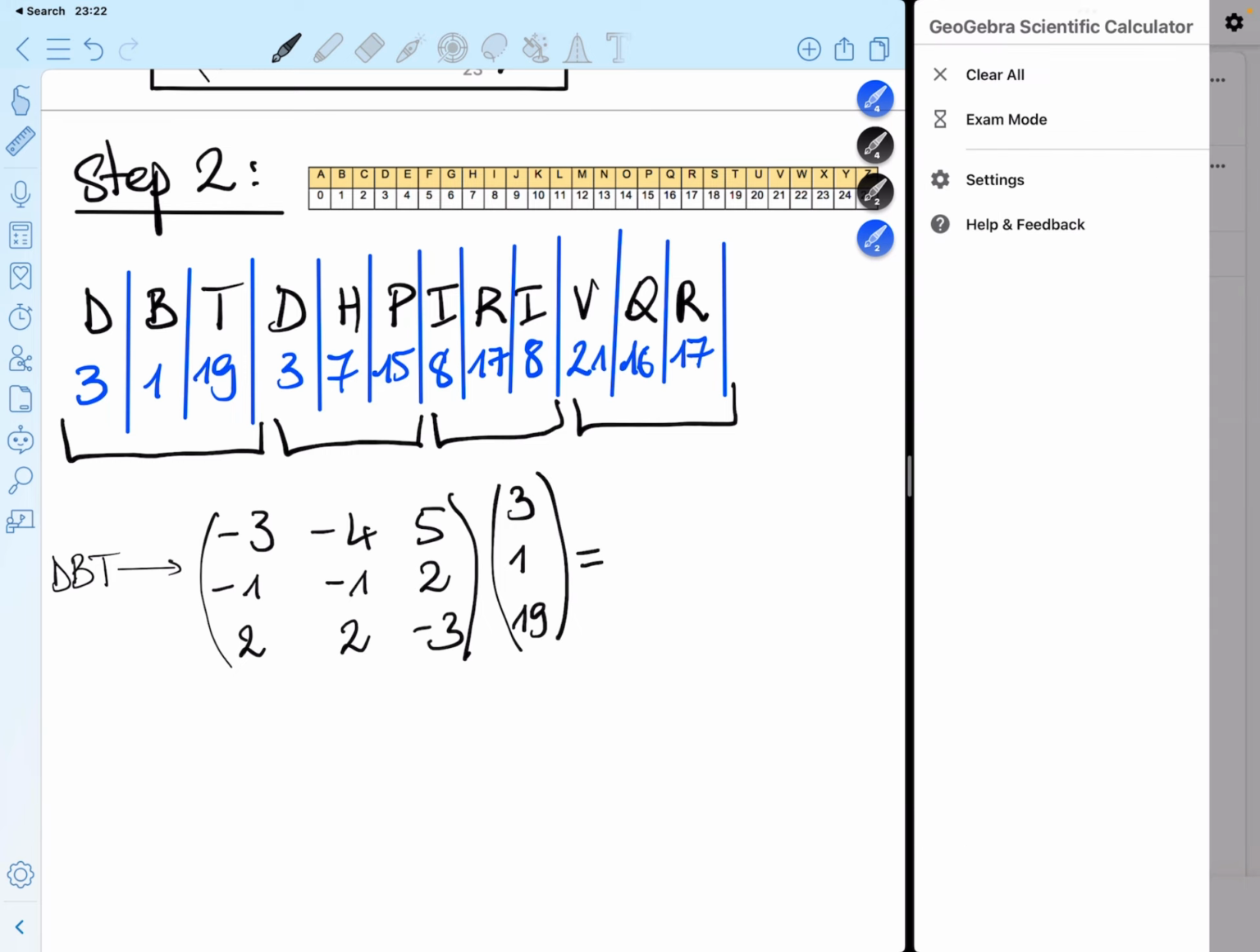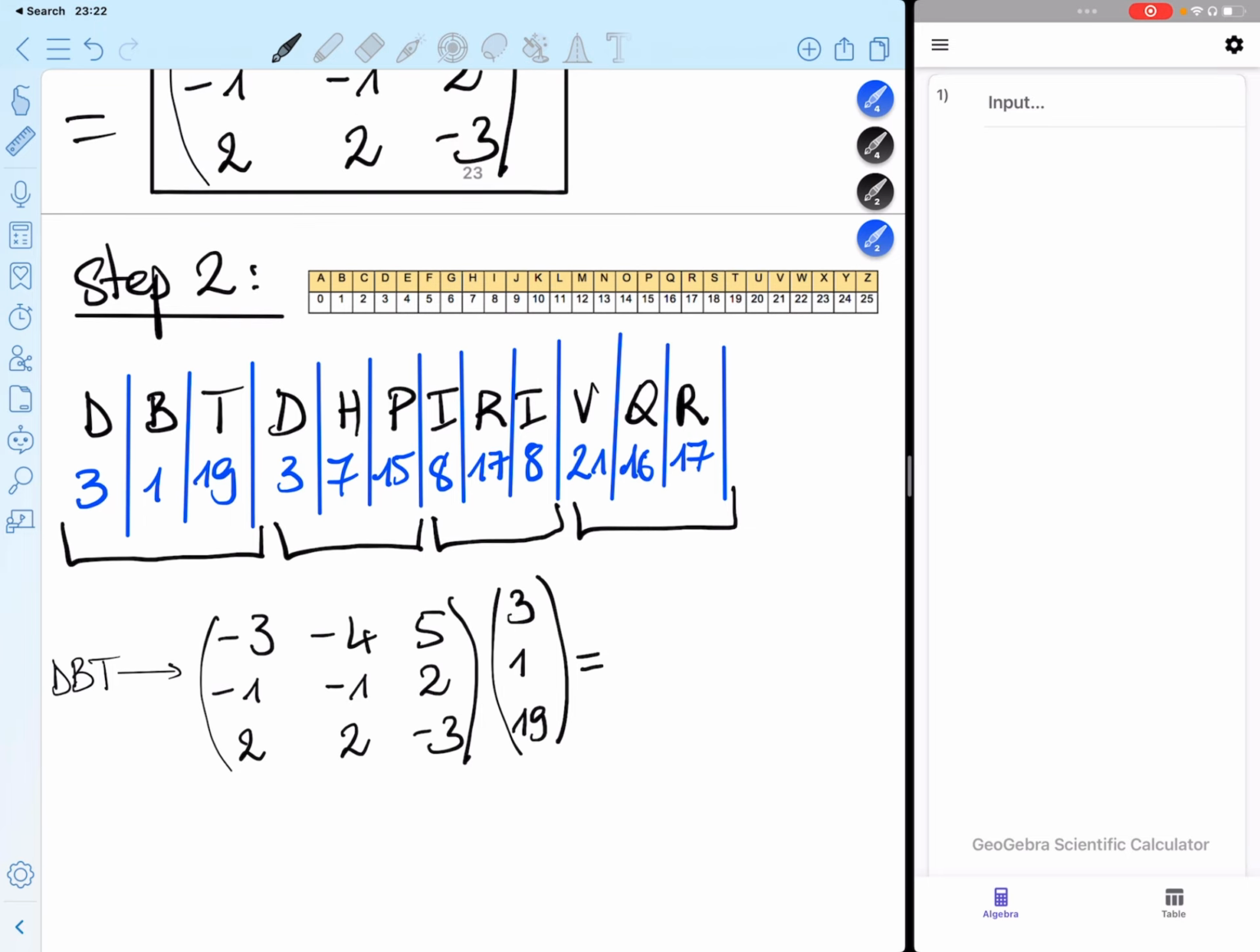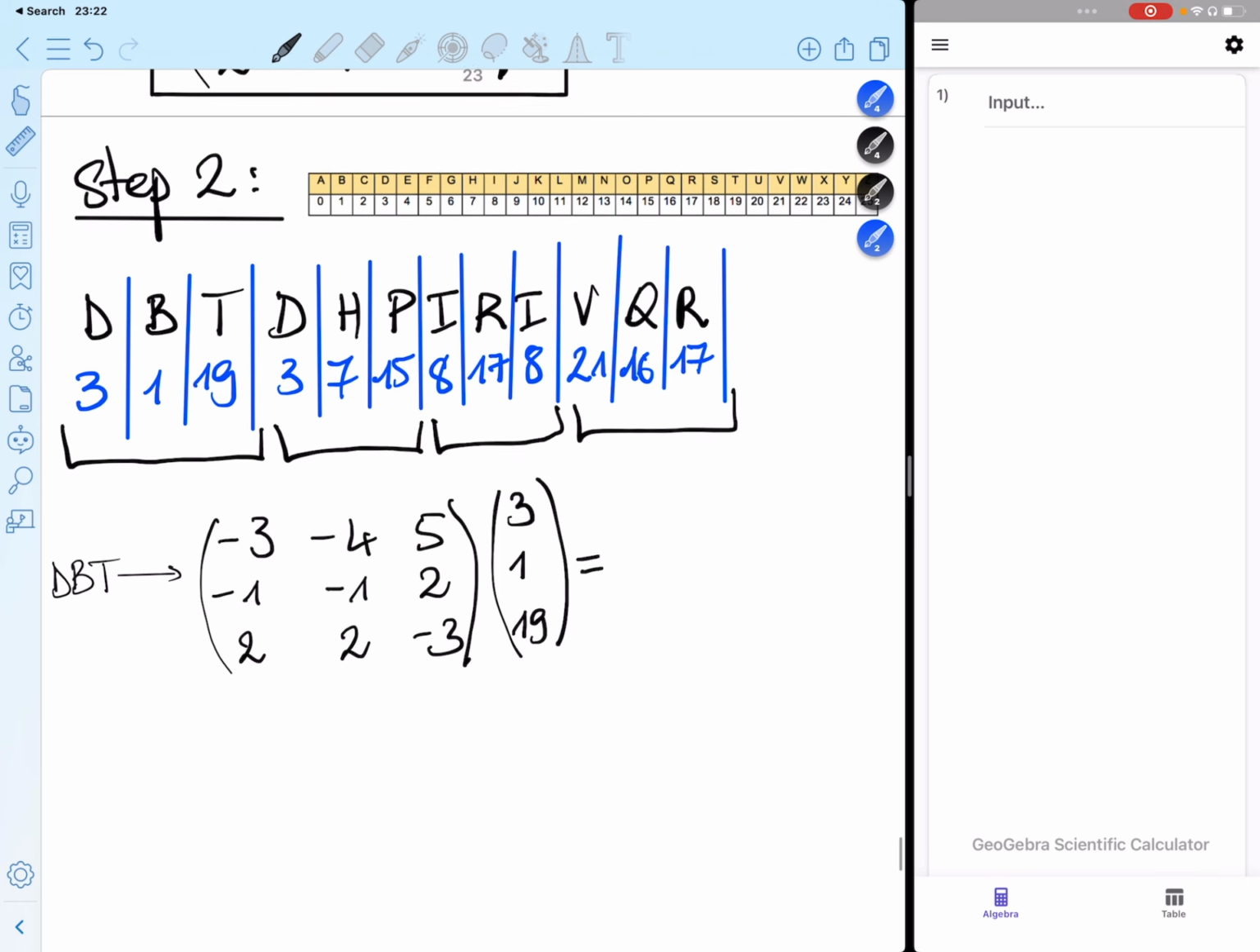Let me clear my calculator. So the first entry I'm going to have is going to be the product this times this plus this times this plus this times this. And I'm going to take the modulo 26 because in the alphabet we have 26 letters, numbered from 0 to 25, and therefore if I take the modulo 26 I'm going to be within the range.